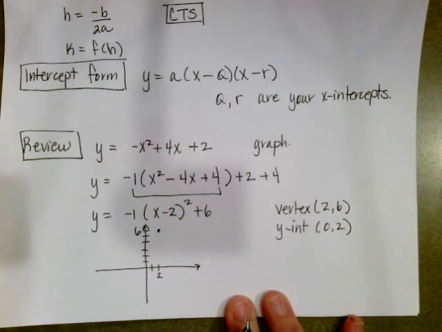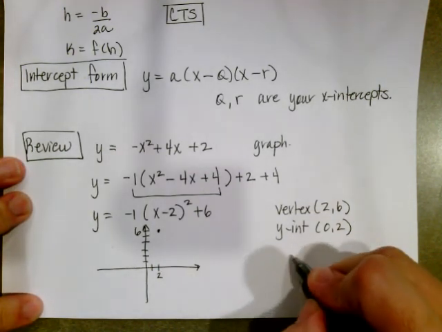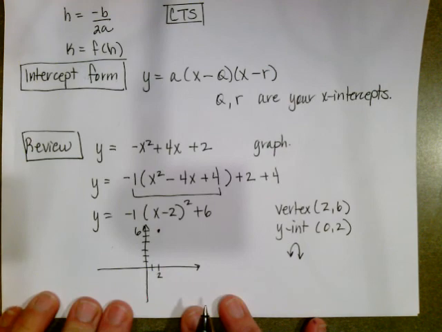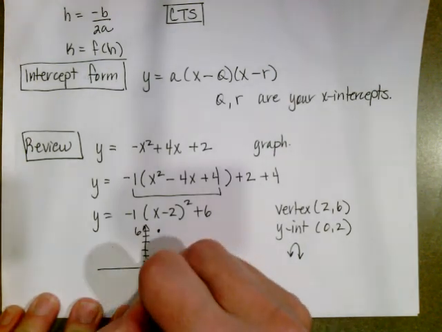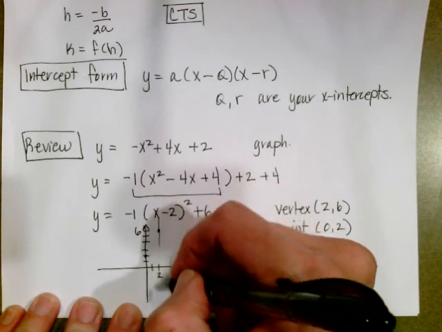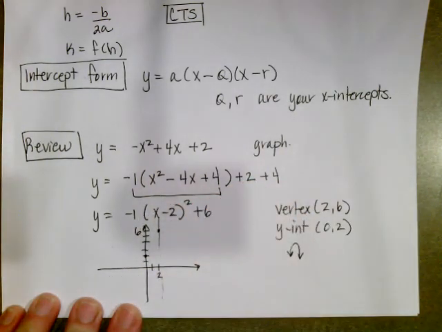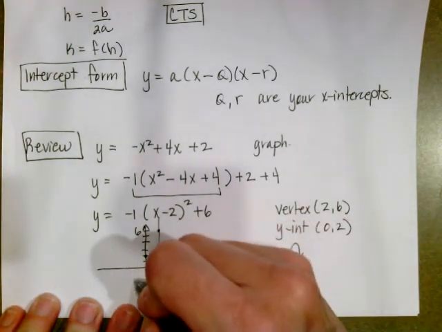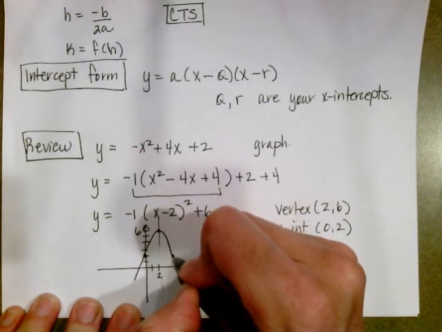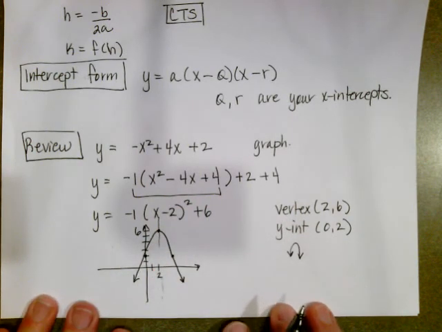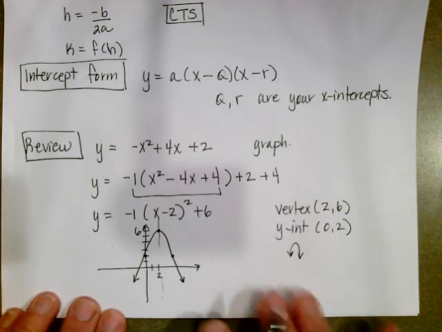I do know that the parabola points down because the a is negative. All right, my y-intercept is 2, so 0, 2. I'm going to just draw very lightly my axis of symmetry. I'm going to reflect this point across. Now I'm going to connect my dots. And now I have a fairly accurate parabola. Okay, so that's how we graph our quadratics.